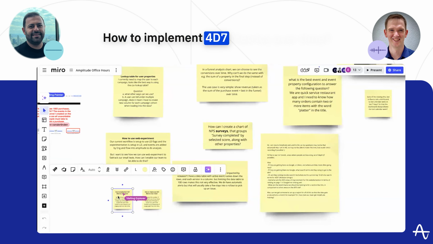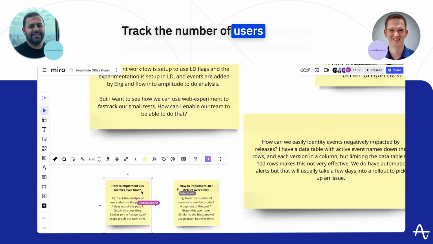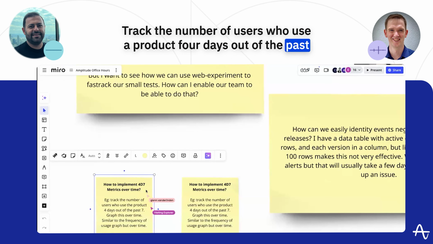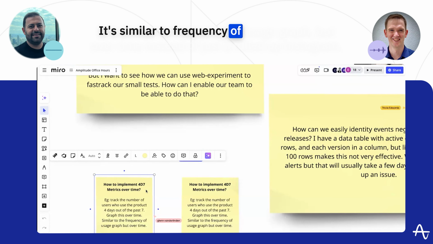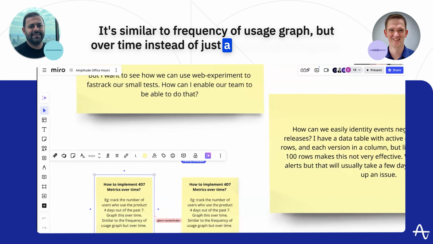To implement 47 metrics over time, track the number of users who use a product 4 days out of the past 7 days, and graph this over time. It's similar to the frequency of usage graph, but over time instead of just a rolled up histogram.